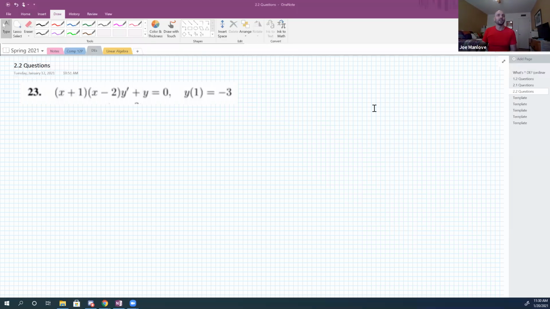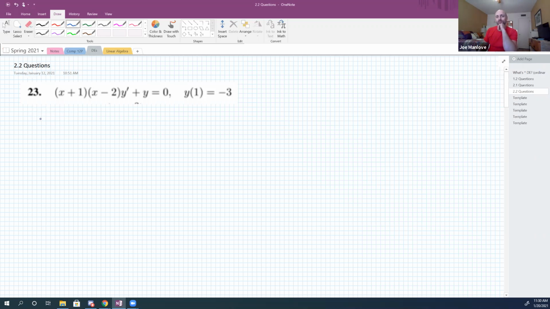All right, so let's talk through number 23 in 2.2. This problem is that I'm supposed to solve this IVP and then find the interval of validity. Okay, so first things first, Jacob, how did you go about trying to solve this?